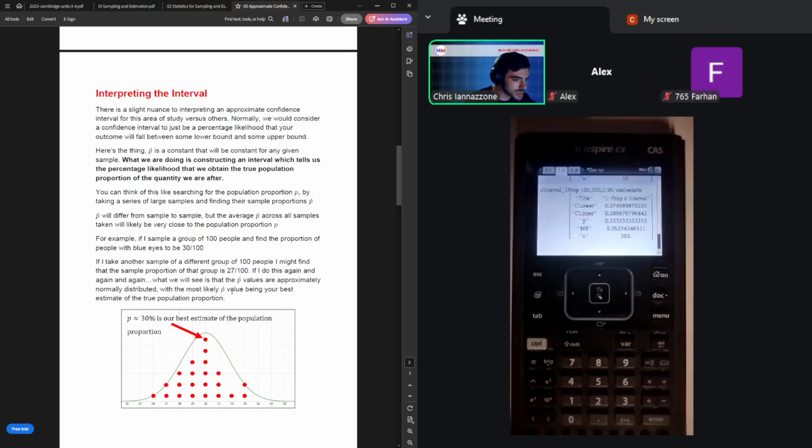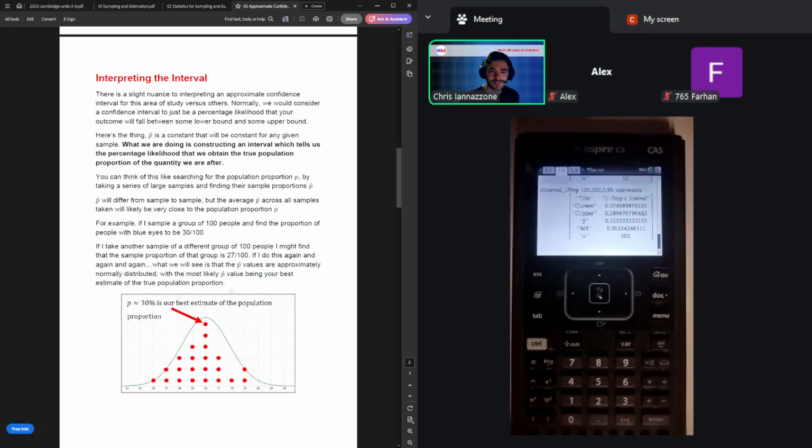I spent a lot of time talking about that specifically because there are questions in the SAC, or more specifically the exam, that say, interpret the interval. What did you just find? And these are the sorts of things you would need to briefly discuss.